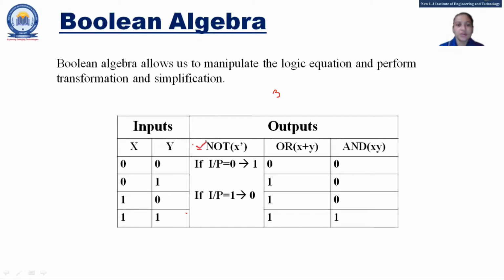One is complement, that is the NOT operator. For binary addition, that is the OR operator, and for binary multiplication, there is the AND operator.